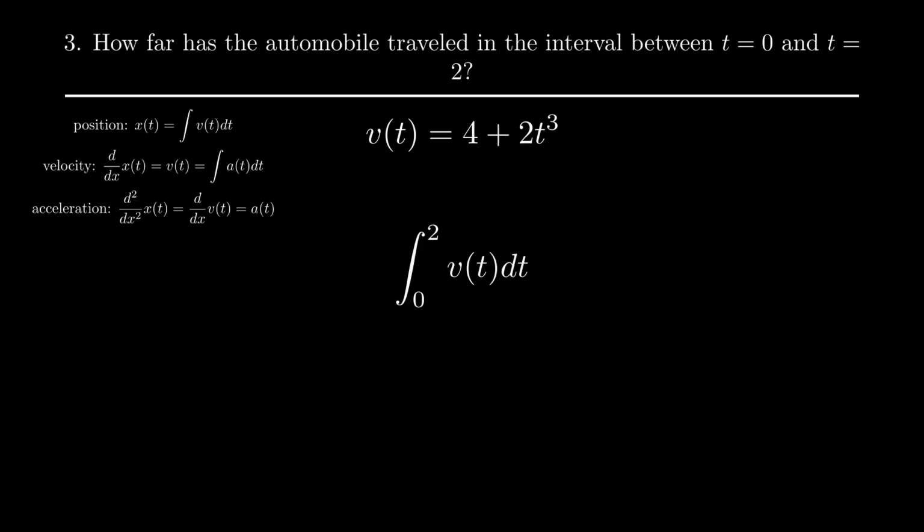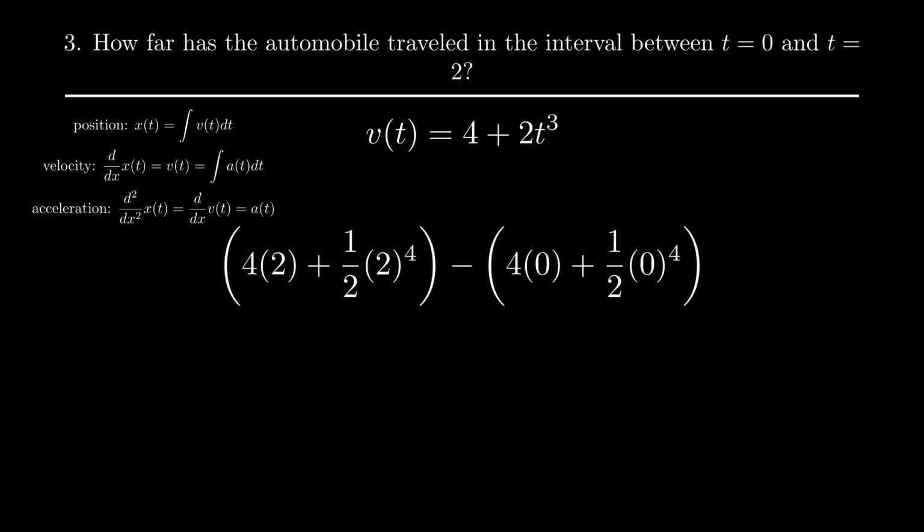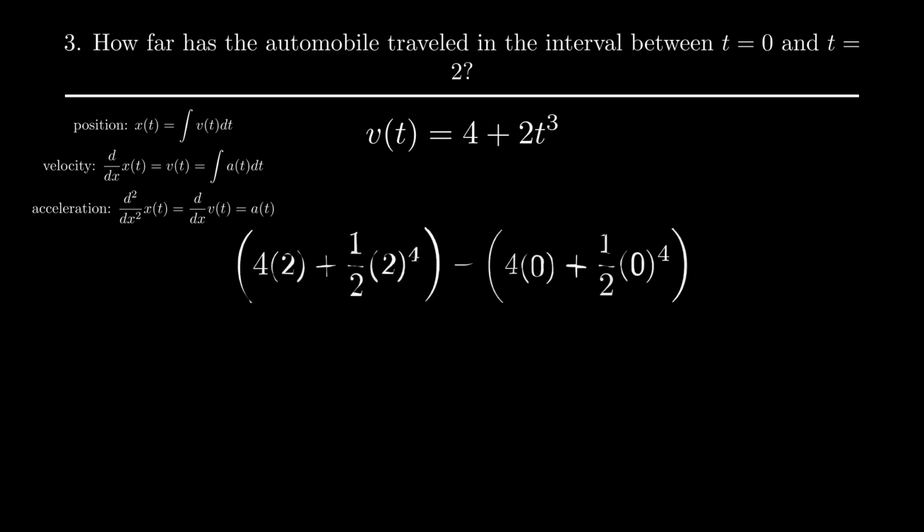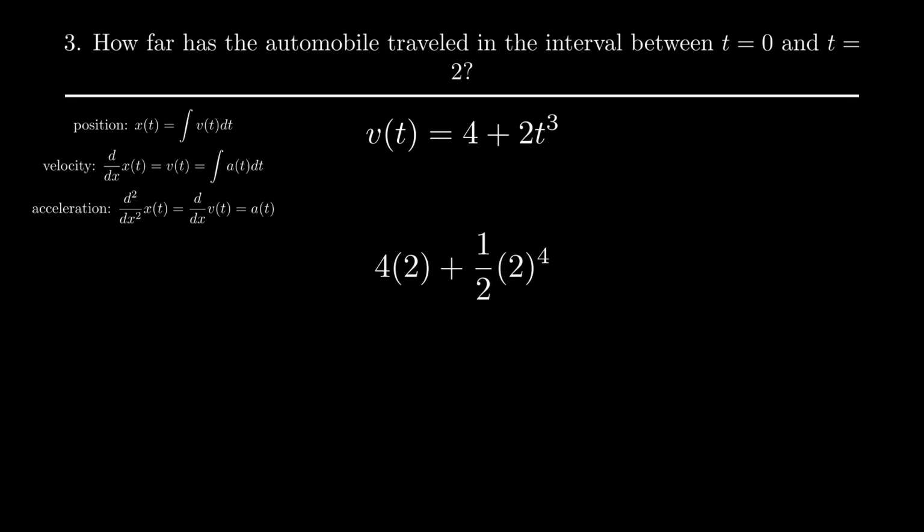in position. So the integral of 4 plus 2t cubed should get you 4t plus 1 half t to the 4th evaluated from 0 to 2. Now if we are to evaluate that, we should go ahead and get 4 times 2 plus 1 half times 2 to the 4th. The rest will cancel out because it would all be 0, which should get us 8 plus 1 half times 16, because 2 to the 4th is 16, and 8 plus 8 is 16.